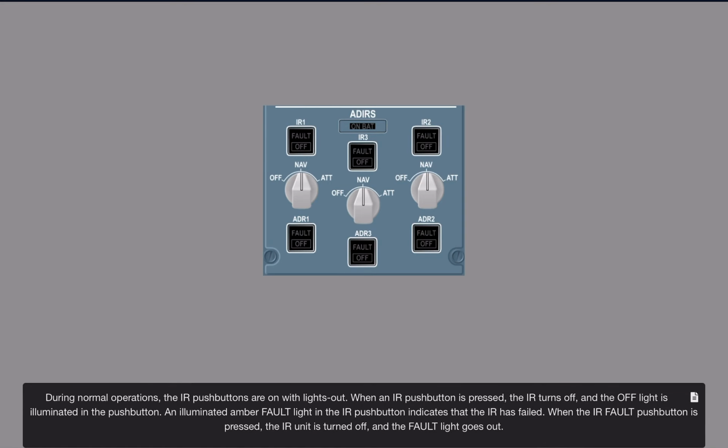During normal operations, the inertial reference push buttons are on with lights out. When an inertial reference push button is pressed, the inertial reference turns off, and the off light is illuminated in the push button. An illuminated amber fault light in the inertial reference push button indicates that the inertial reference has failed. When the inertial reference fault push button is pressed, the inertial reference unit is turned off, and the fault light goes out.